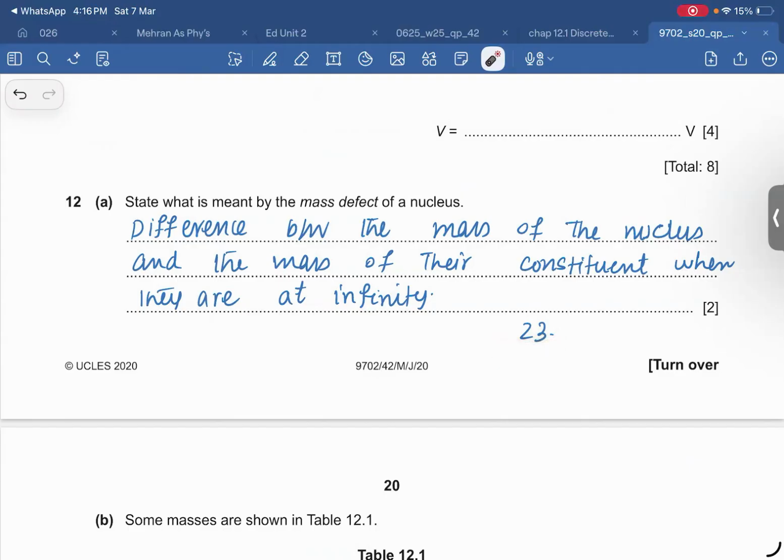And if you find the individual masses of all the protons and neutrons separately and combine them all, you will find the difference between its existing mass and the calculated mass. When you subtract the two masses, you get the mass defect, and that is the mass we're talking about here. This definition is very simple, very easy.